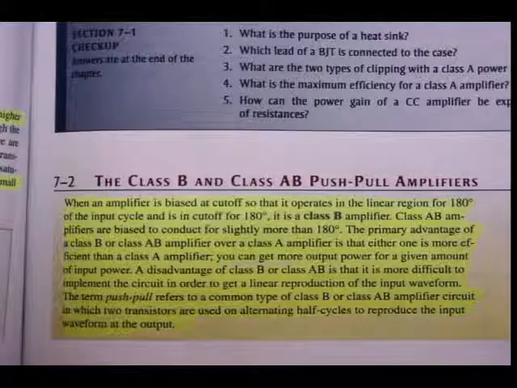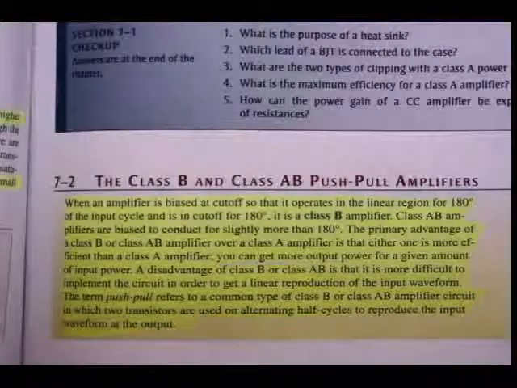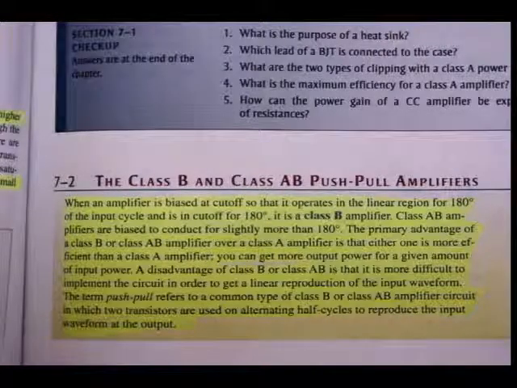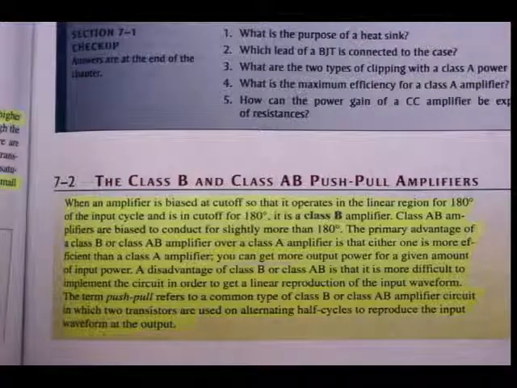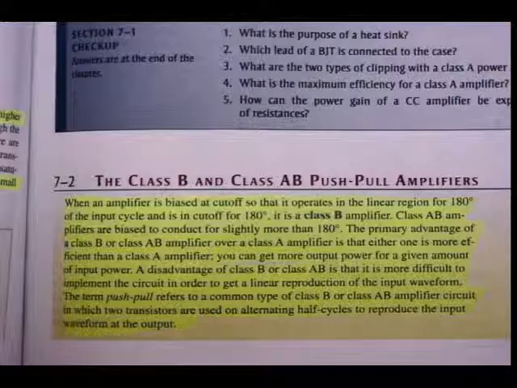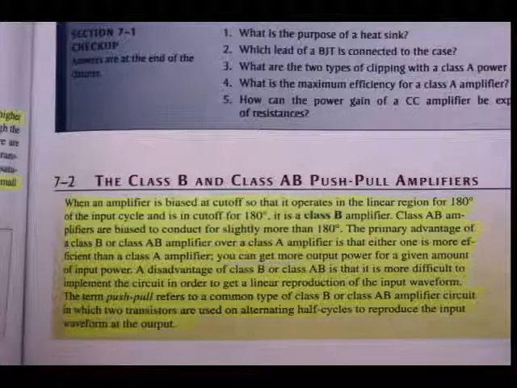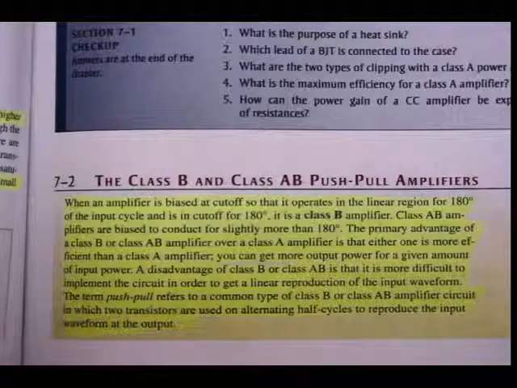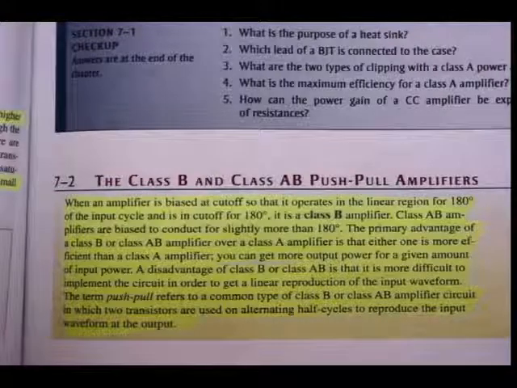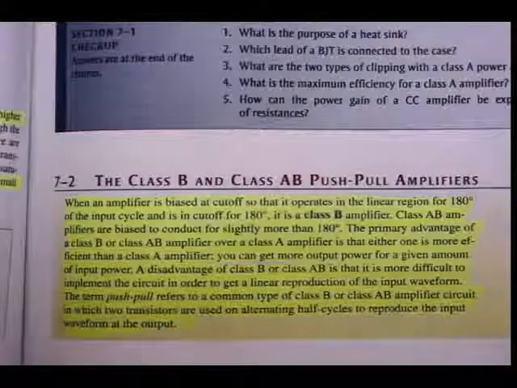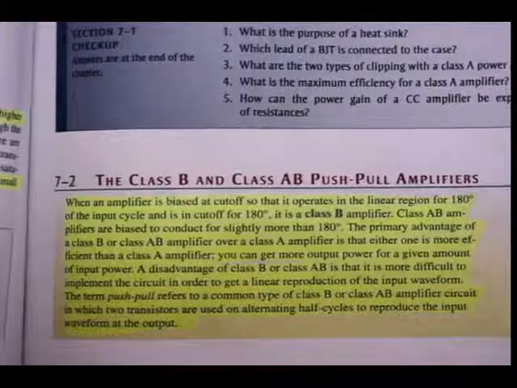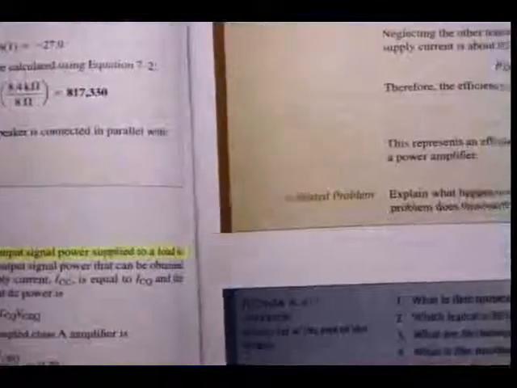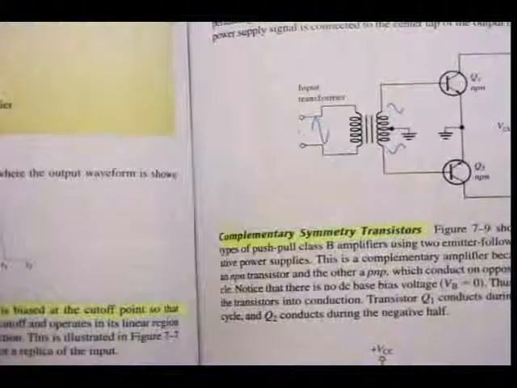A disadvantage, underline, of a class B or a class AB amplifier is that it is more difficult to implement the circuit in order to get linear reproduction of the input waveform. The term push-pull refers to a common type of class B or a class AB amplifier circuit in which two transistors are used on alternating half cycles to reproduce the input waveform at the output. But we will discuss it in full detail just now.